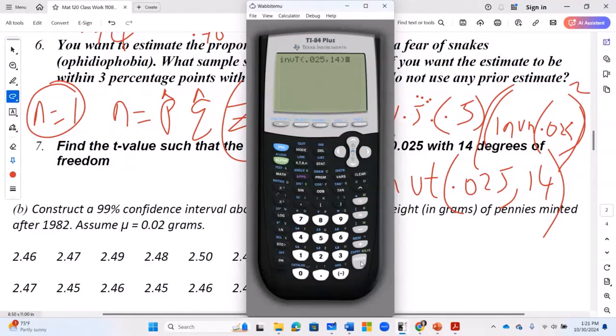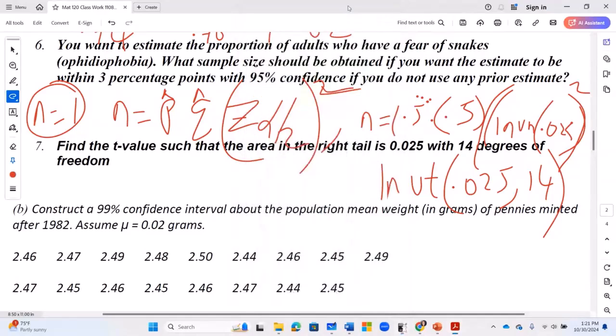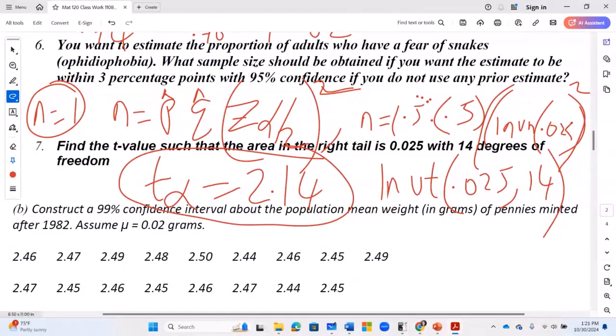Because this is the area to the right, my critical value must be changed to positive, because it is 0.025 on the right. Therefore, that critical value is 2.14. So the critical value t-alpha is 2.14 because it is to the right. The t-value to the right is that.